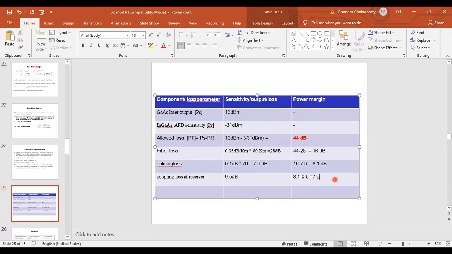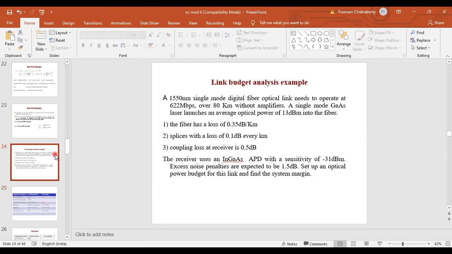Anything else is left? Read the question. Any other loss parameter is left? Just read it and add, subtract that. I'll just come in a while.